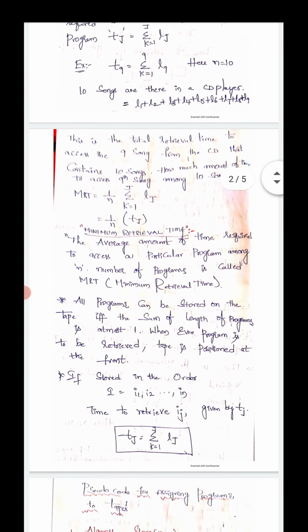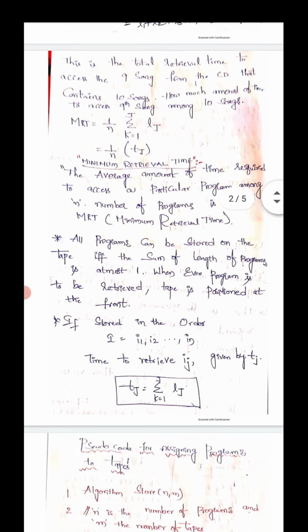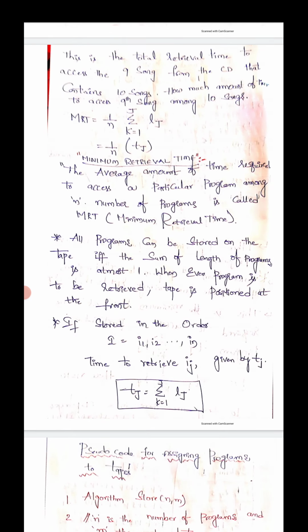That's why we write T suffix 9 is assigned to the summation of k equal to 1 up to 9 of L suffix k. This is the total retrieval time to access the 9th song from the CD player that contains 10 songs. How much time do we need to access the 9th song among 10 songs in a CD player?